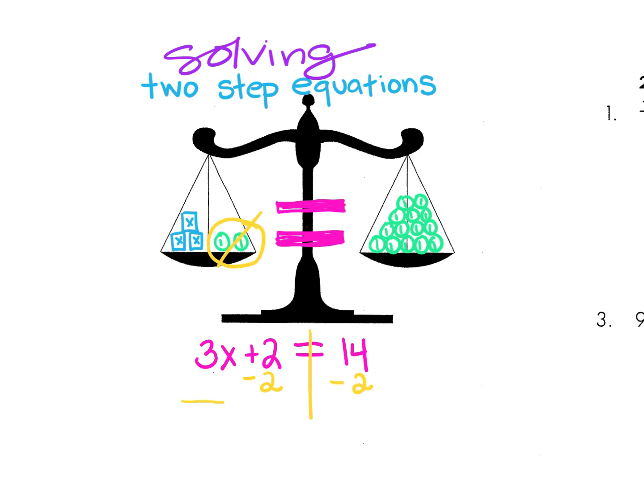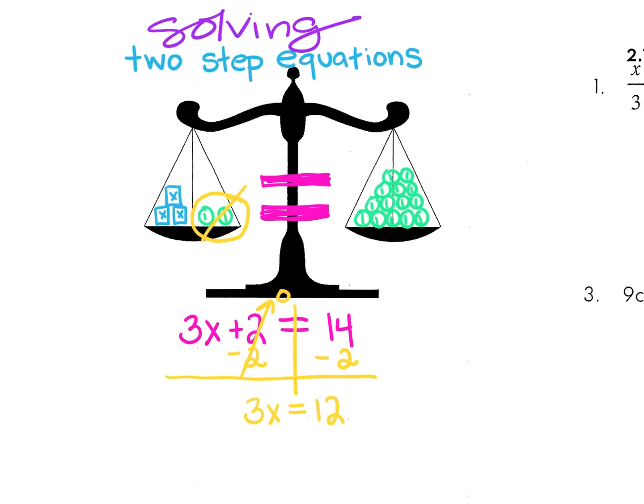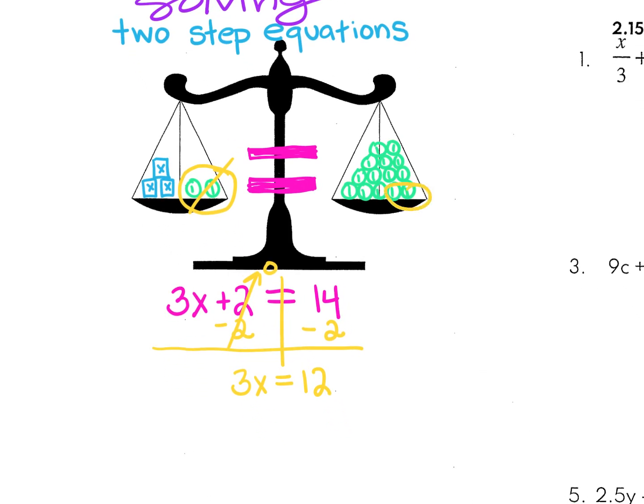Once I subtract 2 from both sides, 2 minus 2 is 0. All I'm left with on the left is 3x, and on the right, I'm left with 12. Now that we've gotten that out of the way, I should show that I've also taken 2 away on that side as well to keep it even. Now what I have is a one-step equation. So I'm going to divide by 3 on both sides here. 3 divided by 3 is 1. So I'm left with 1x is equal to 4.